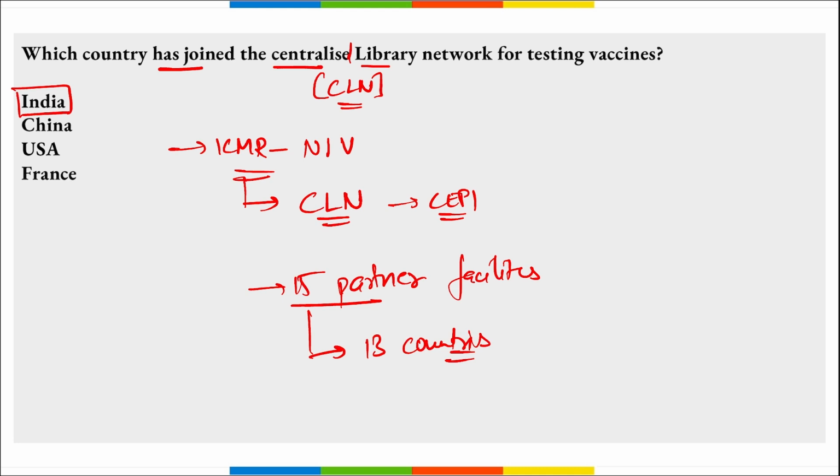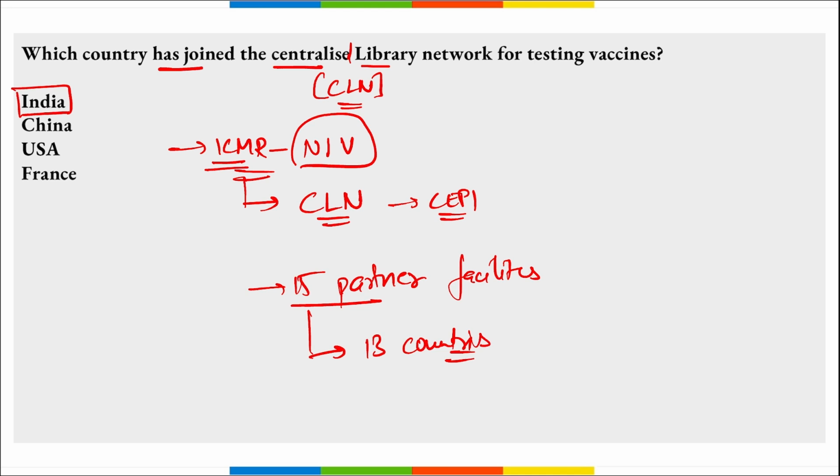Then CLN, this centralized library network, is a part of the CEPI, and the network is the largest global group which has the standardized methods and materials for testing various vaccines. Correct? So remember, from India it is your ICMR and their department NIV, that is National Institute of Virology.